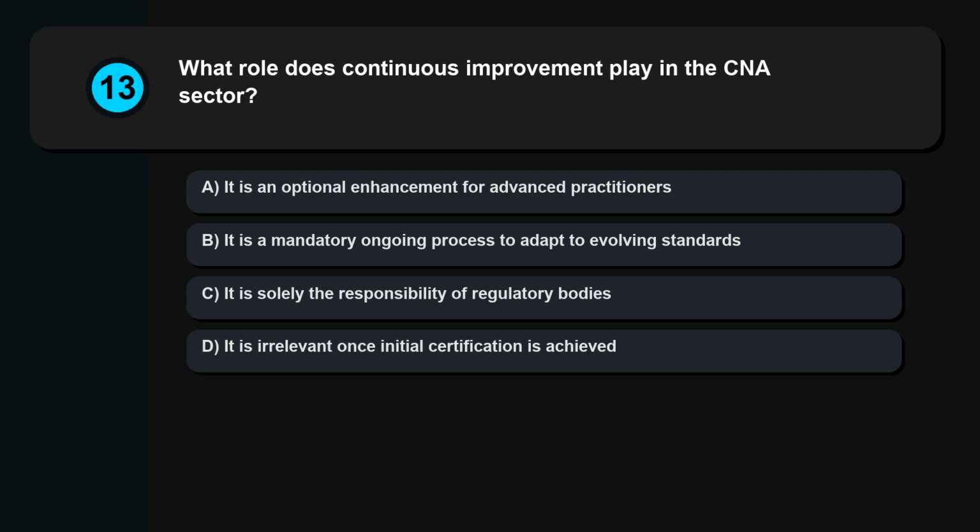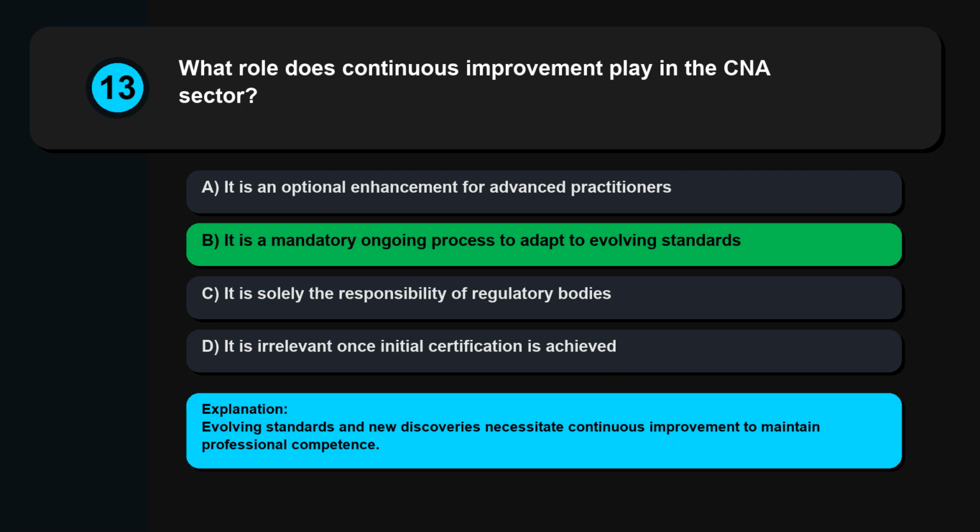Question 13. What role does continuous improvement play in the CNA sector? It is an optional enhancement for advanced practitioners. It is a mandatory ongoing process to adapt to evolving standards. It is solely the responsibility of regulatory bodies. It is irrelevant once initial certification is achieved. Evolving standards and new discoveries necessitate continuous improvement to maintain professional competence.